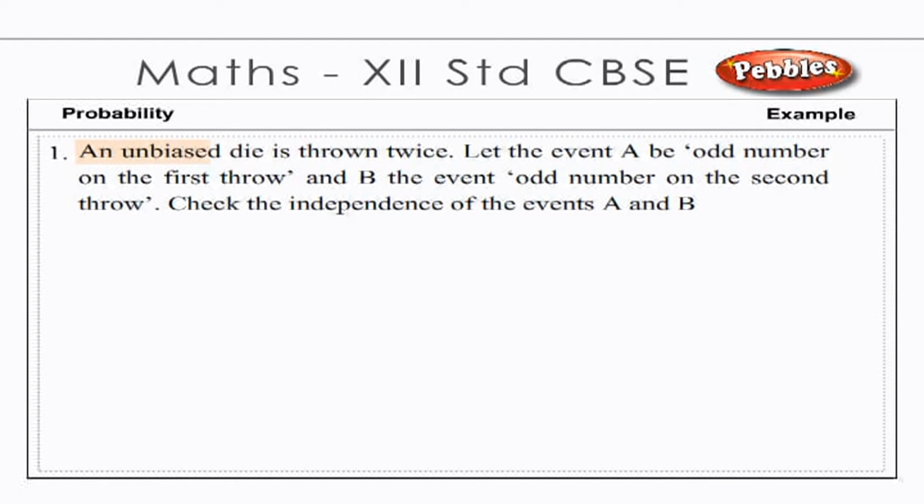Example: an unbiased die is thrown twice. Let the event A be odd number on the first throw and B the event odd number on the second throw. Check the independence of the events A and B.